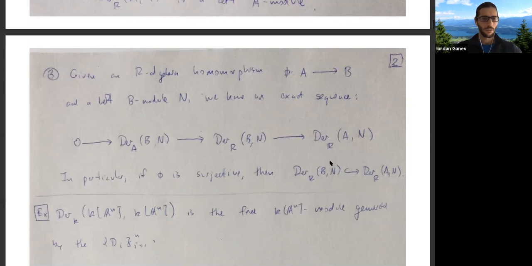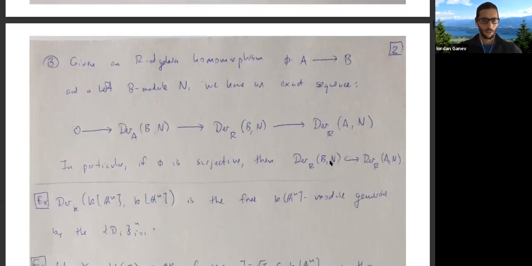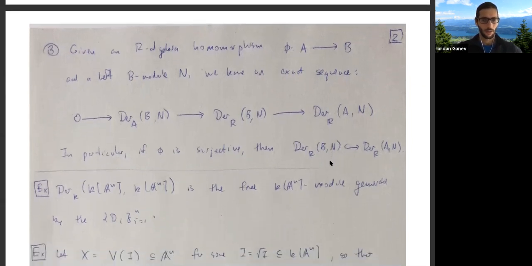Okay. So what's an example? We already talked about derivations from K[x_1,...,x_n] to K[x_1,...,x_n]. We said that we have these partial derivatives living inside here. And in fact, it's the free module generated by these partial derivatives. Yeah, so that's what's going on there.